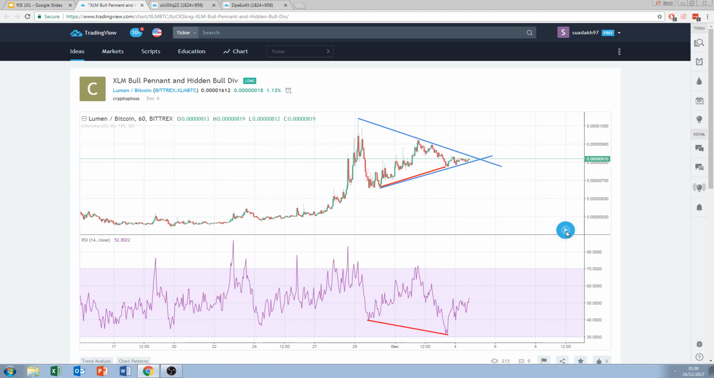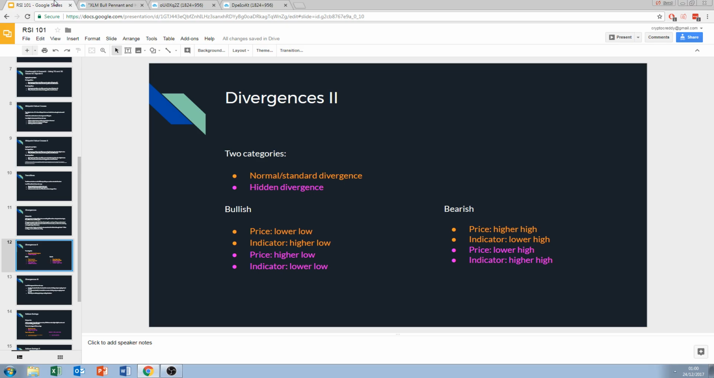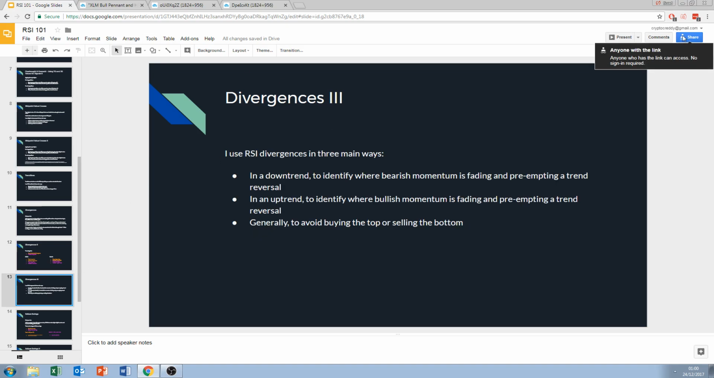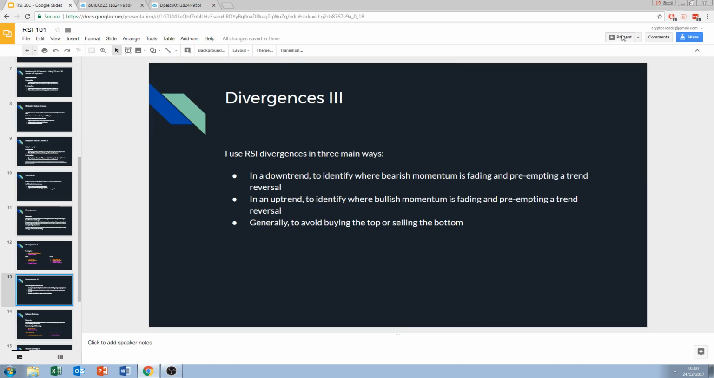How did it play out? Amazingly. I mean, look at this move. Great. And that told him, before any breakout, before price even reached the apex of the triangle, that there is a hidden bullish divergence, as he identified, and obviously that worked out quite nicely. So, yeah, those are the examples. Let's go back to the slides.